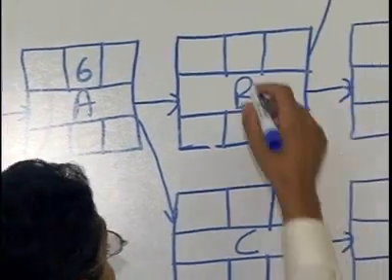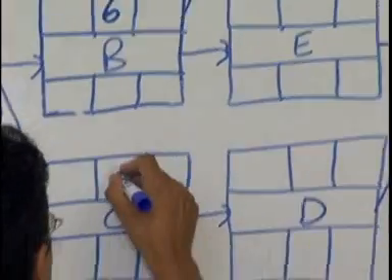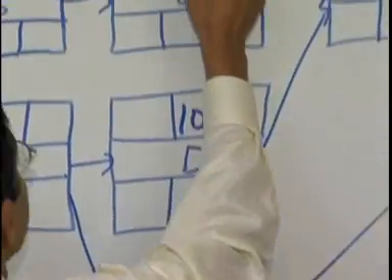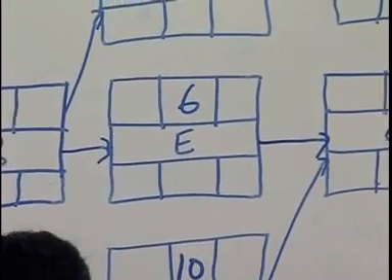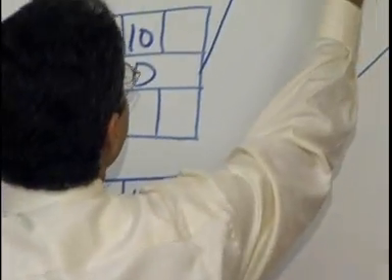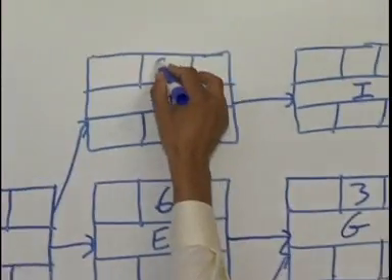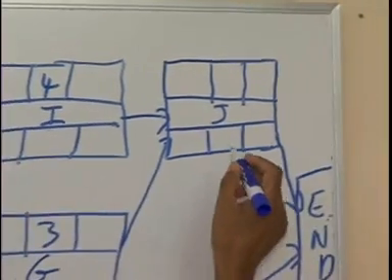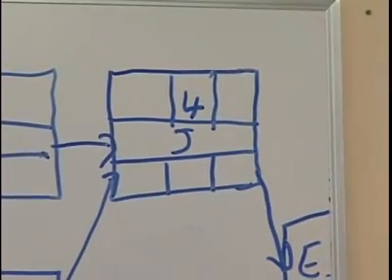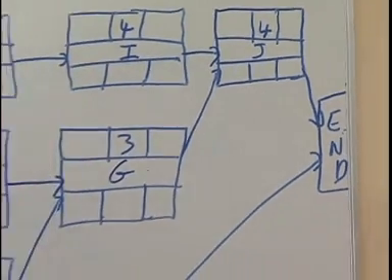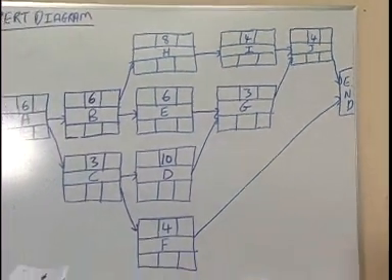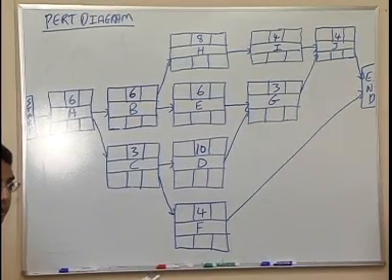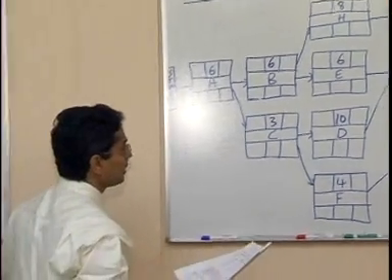For B, it is 6. For C, it is 3. For D, it is 10. For E, it is 6. F is 4. G is 3. H is 8. I is 4. J is 4. Okay. First thing to do is fill in your duration time or your expected time. Now these expected times you had just calculated at the very beginning of the question. First thing you did was to work out your expected time.